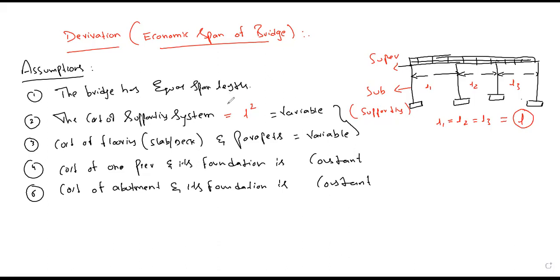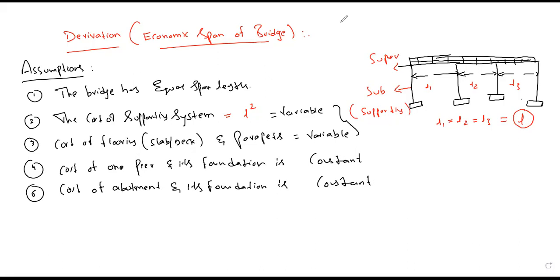So please try to revise again. The bridge should have equal spans. The cost of the supporting system for the superstructure should be proportional to the square of the span length, which is a variable parameter. The cost of flooring and parapets is a variable parameter. Why? Because the cost of deck and parapet wall, or retaining wall, or crash barrier, depends on the span. It is a variable parameter. The cost of one pier and its foundation is a constant parameter. The cost of abutment and foundation is a constant parameter. So these are the assumptions we have gone through.